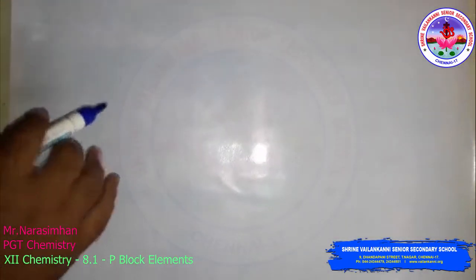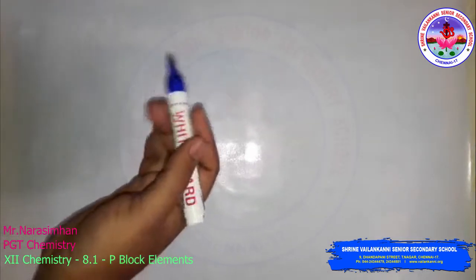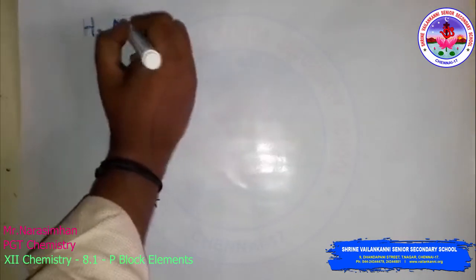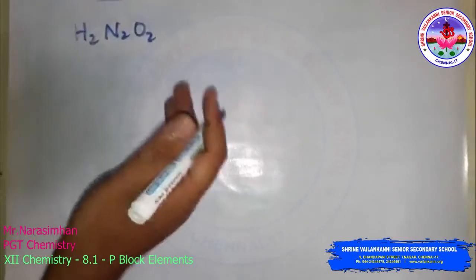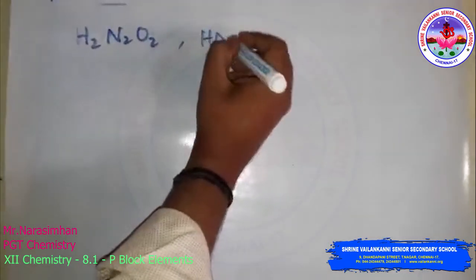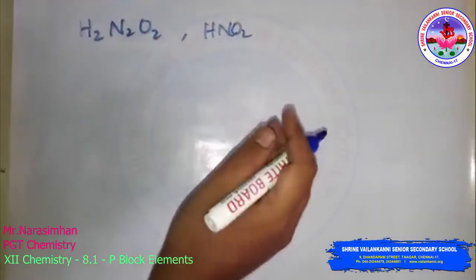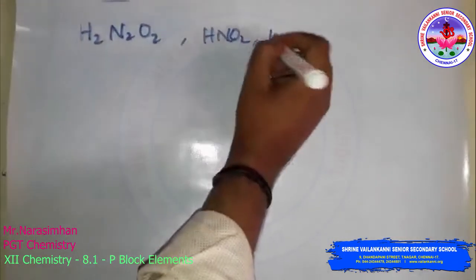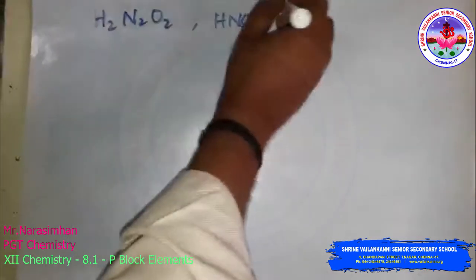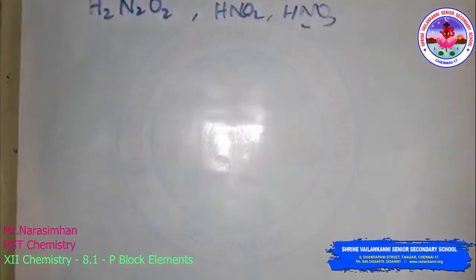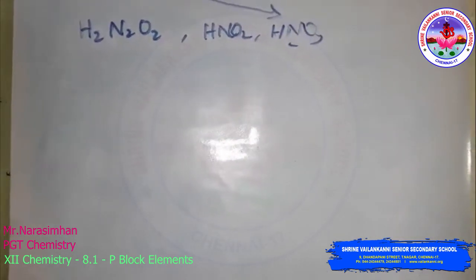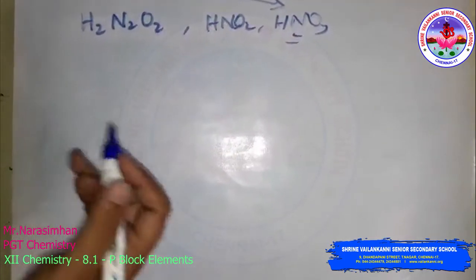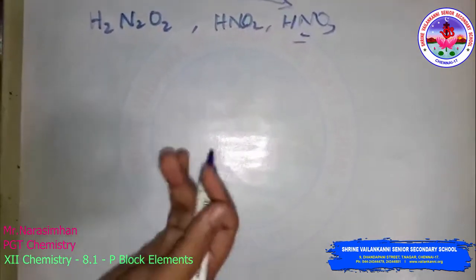Then nitric acid. Here nitrogen forms oxo acids such as hyponitrous acid, H2N2O2, nitrous acid, HNO2, and nitric acid. Among them, nitric acid, HNO3, is the most important compound. How will you prepare nitric acid? The well known method on a large scale is called the Ostwald process.